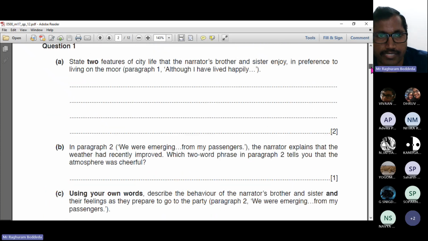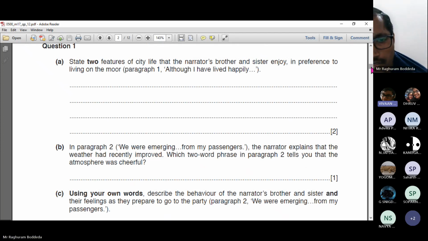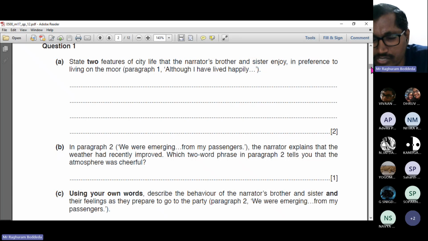Okay, same thing I'm projecting here, only the question paper. And you have, sir, only question one. Try question one within half an hour, see how much you can do. Question one, you just focus, because it's short answer questions. Okay. So, state two features of the city life. Is it the one you are using? Same question paper, no?